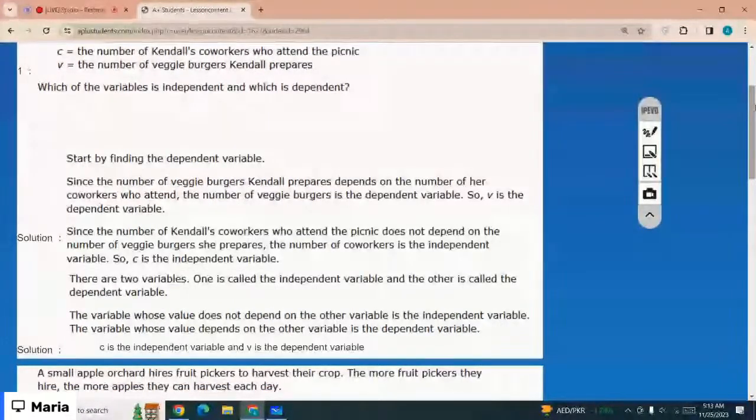Whenever we're working on equations, we have two variables involved. One is called the independent variable and another is called the dependent variable. The variable whose value does not depend on the other variable is the independent variable, and the variable whose value depends on the other variable is the dependent variable, right? Let's start with the practice questions.